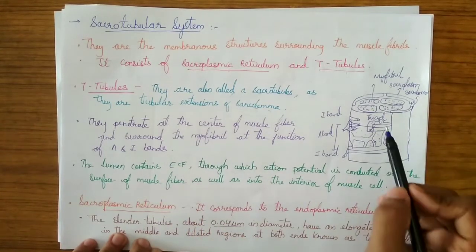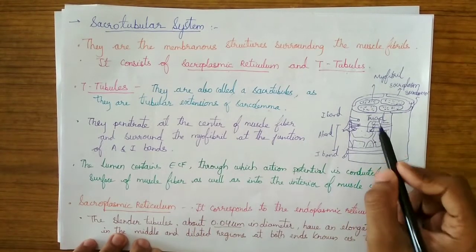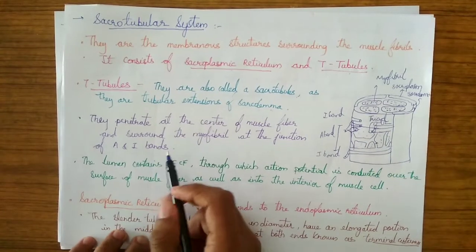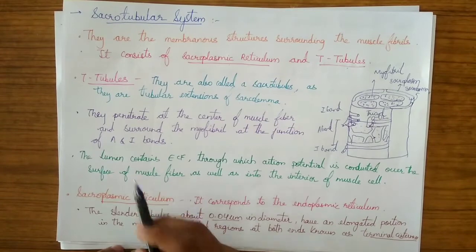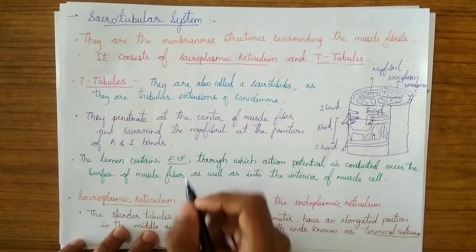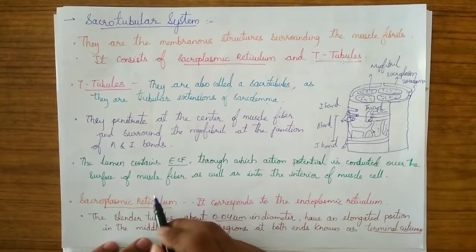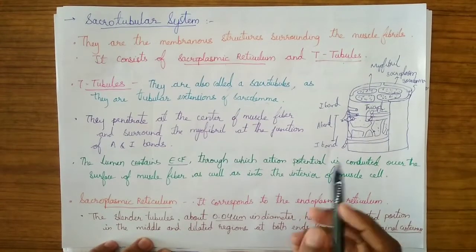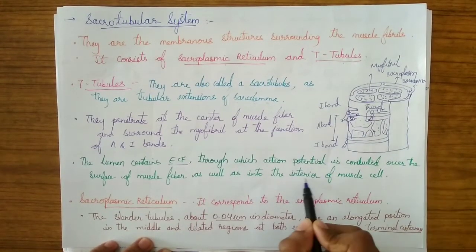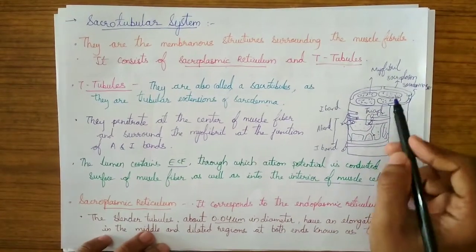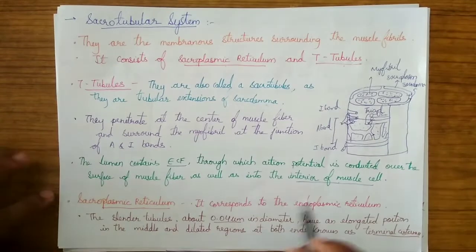So they go inside the muscle fiber and they form a band in the junction of the A and I bands. The lumen of the T tubules contains the extracellular fluid through which the action potential is conducted over the surface of the muscle fiber as well as to the interior of the muscle cell. So this is a nice diagram to understand the sarcotubular system.